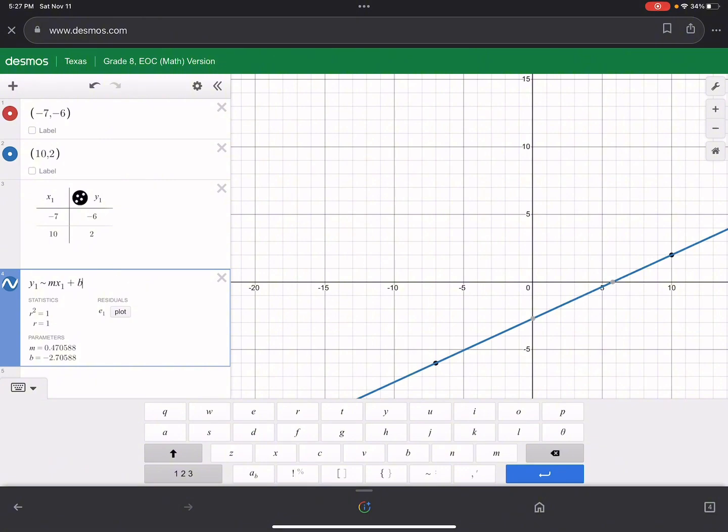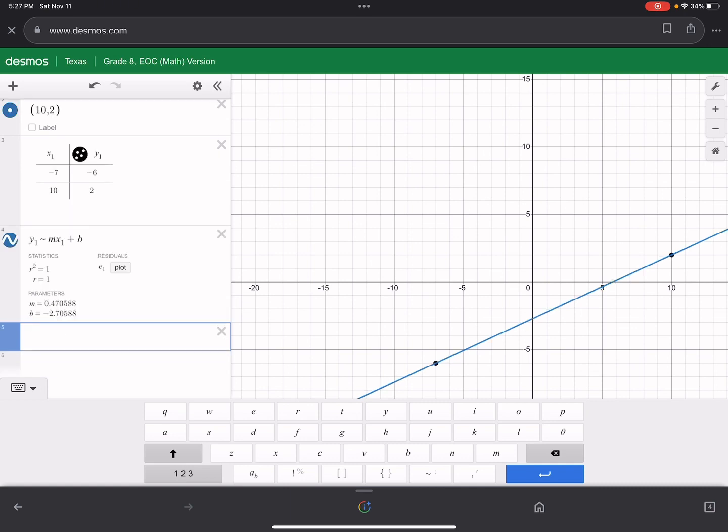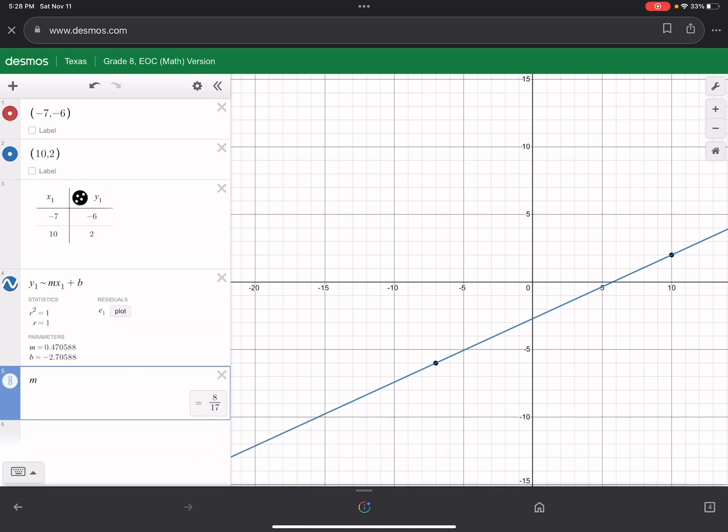Again, we have this funky fraction decimal thing that we don't want. We want it into a fraction. So I'm going to go to this line. What is 0.470 blah, blah, blah as a fraction? Well, I don't know. So what I can do is I can type in the letter M right here. It's going to transfer that information down. I'm going to hit the circle to the left of M, and it's going to give me a fraction. 8/17 is that fraction. So that would be the slope.